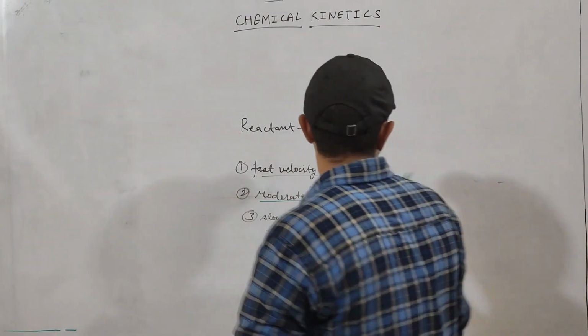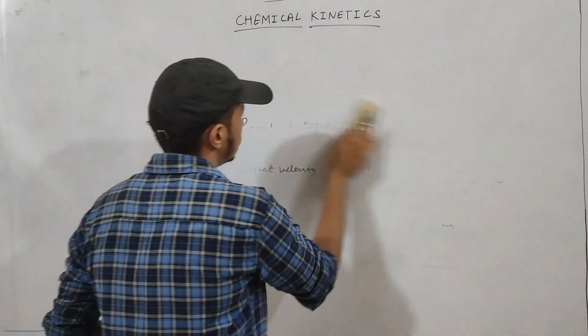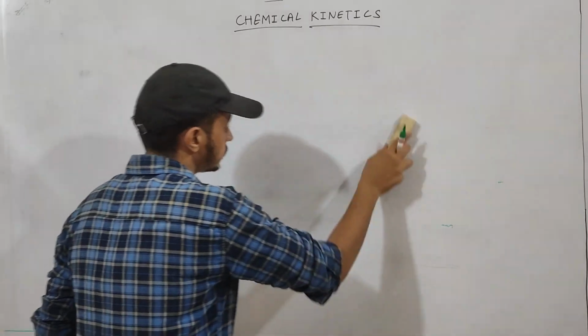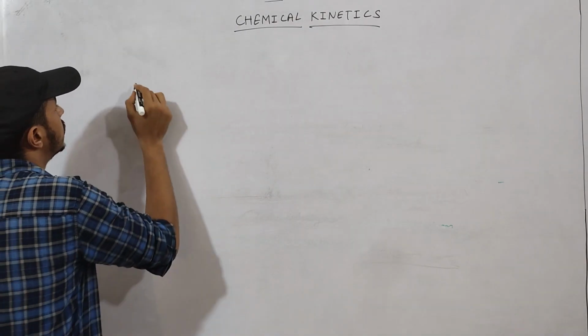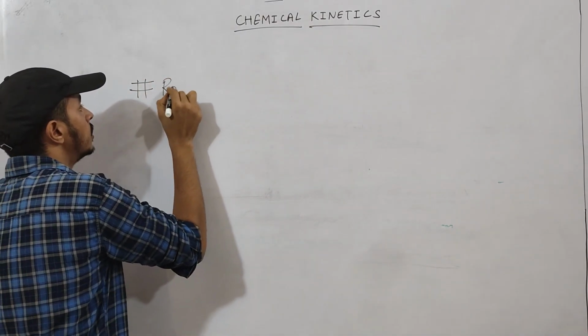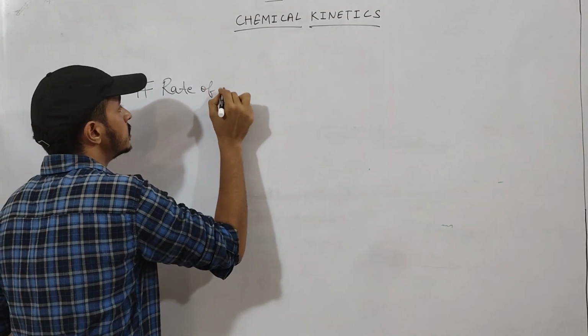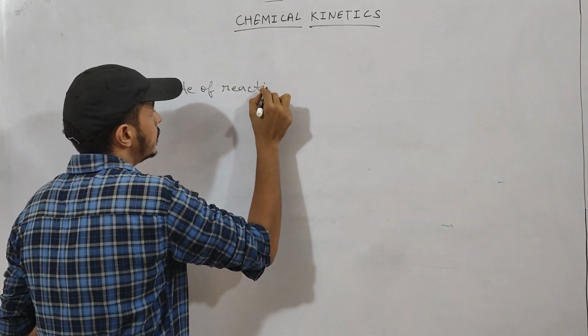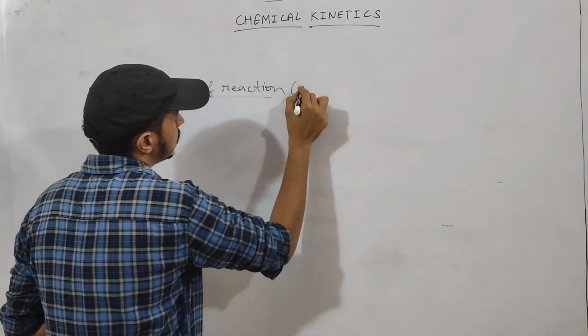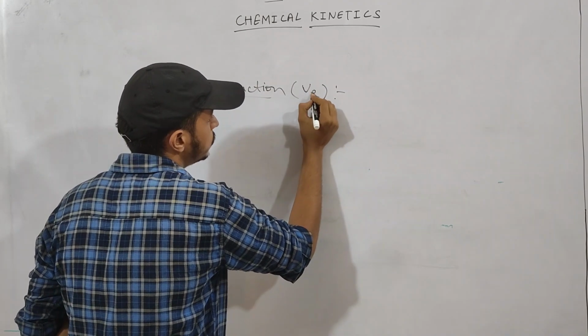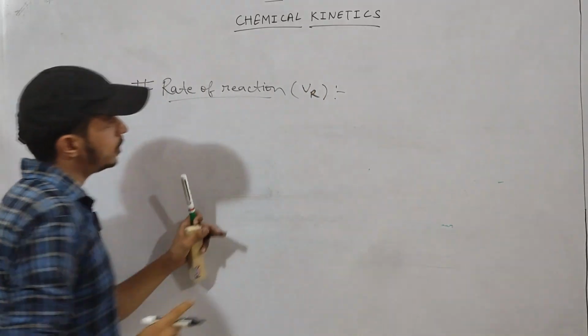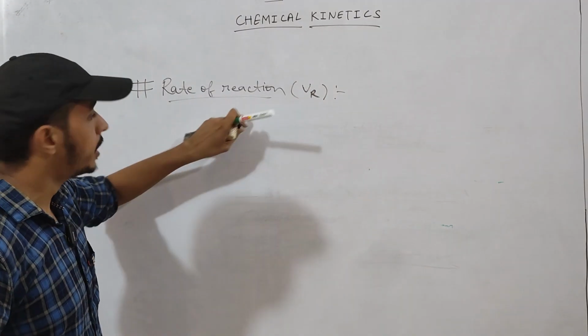So on the basis of velocity, the reactions can be divided into three types: fast, moderate and slow velocity. Let's move toward the next topic of this chapter, which is rate of reaction. So what is the meaning of rate of reaction? It is represented by VR. It can be represented by any symbol, VR, CR. In different books, different symbols are given. So let's say it is represented by VR.